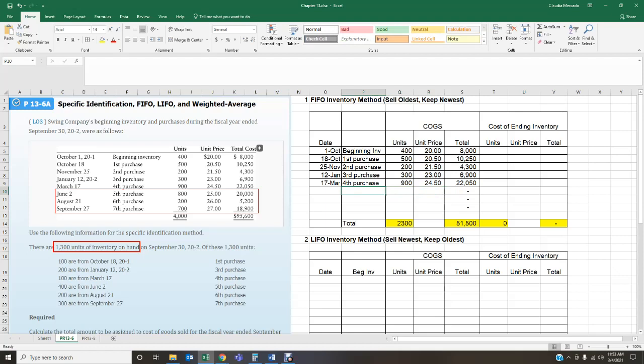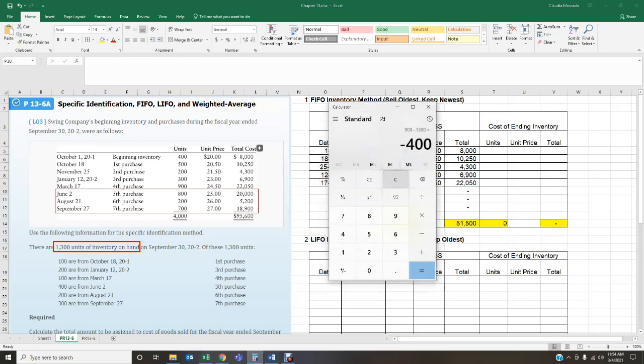Now the problem said you have 1,300 units left. And according to the method they were using, the ones that we're keeping are the newest units. So I need to figure out, I have 1,300 units left. I know I'm keeping the whole items for my seventh purchase. I kept the whole 200 for my sixth purchase. So that's 700 plus 200 plus, out of those 800 units from the fifth purchase, I kept half. I kept 400, and that gives me 1,300.